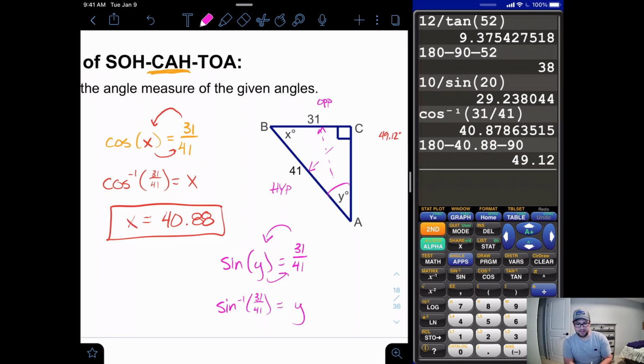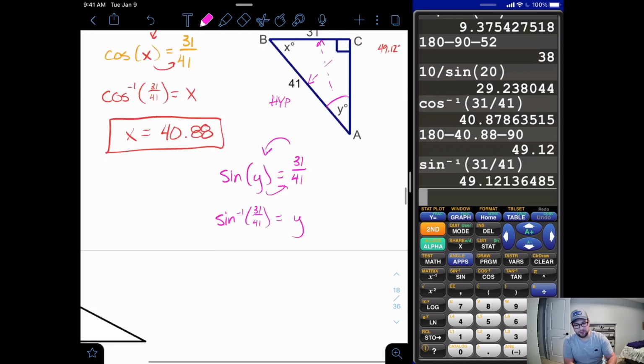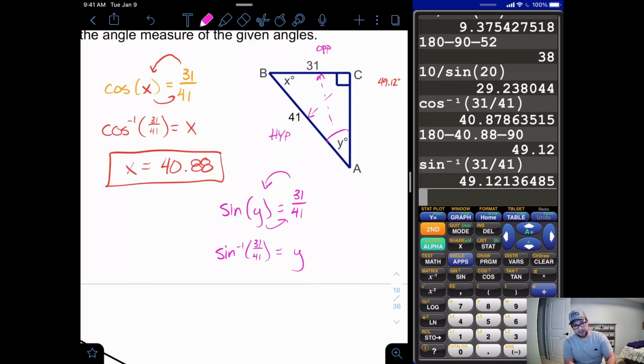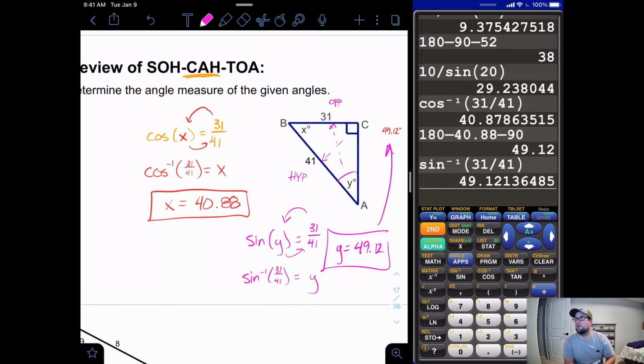So doing that, I'm going to end up with my 31 over 41 here is equal to y. So punching that in, second sine 31 divided by 41, and we find out that y ends up being equal to 49.12, which is in fact exactly what we said it should be. So we use trig from both sides to pinch in and figure out what those angles are.